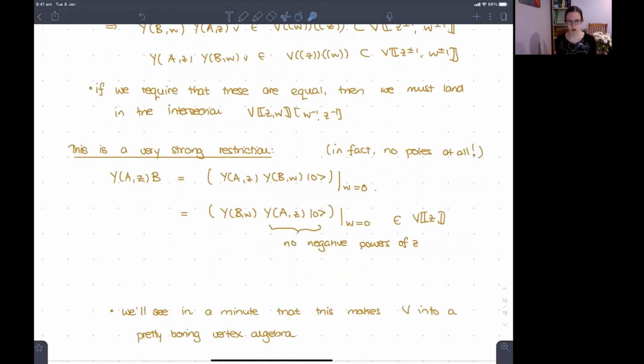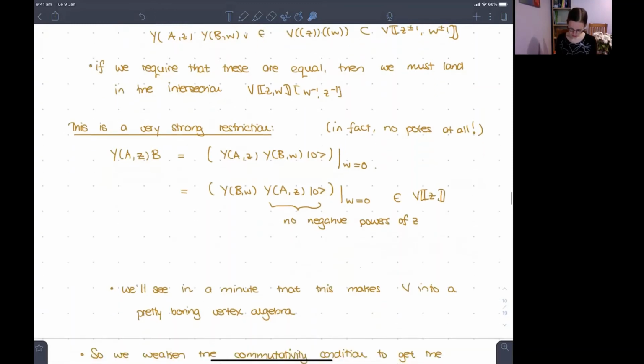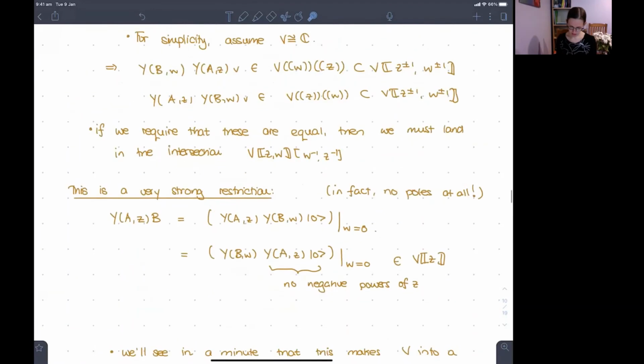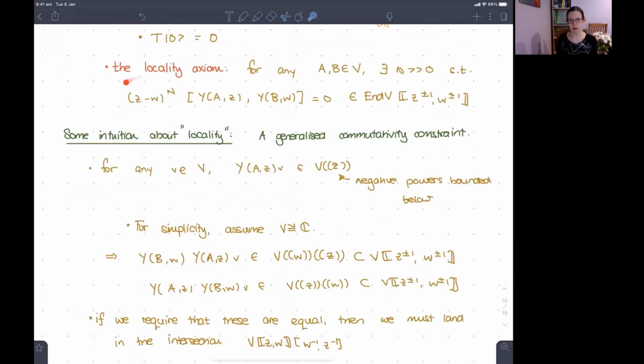Okay, so we don't want to require that they actually commute, but we weaken it a little bit to get the locality axiom, which means that they commute after we multiply with a big power here.